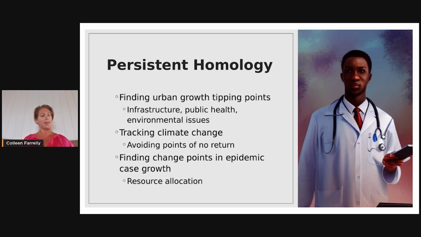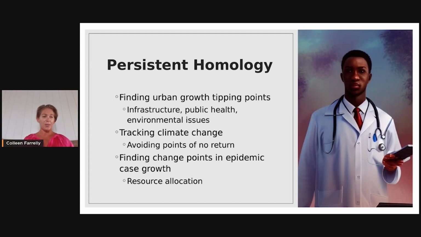So a few of the projects that I've used persistent homology on are looking at urban growth tipping points. So as cities grow, especially if there's not a lot of infrastructure or planning going on when cities start evolving, we can run into problems with infrastructure, we can run into problems with public health and sanitation, and we can end up with environmental issues if there's a tipping point that results in a lot of growth without enough time to build all of the things needed to keep a city running.